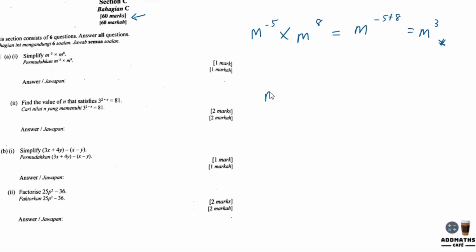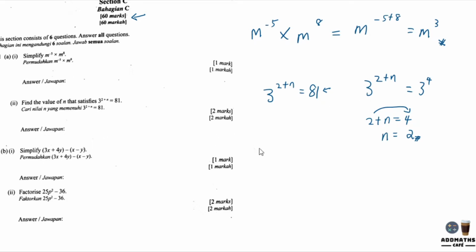So the second one is 3 to the power of 2 plus n equal to 81. So first you need to know what 81 is based off. So 81 is actually based off 3 to the power of 4. So in this case, you can compare the power: 2 plus n equal to 4, and n will then equal to 2, because you bring this 2 to here, it will become negative. So n equal to 2.